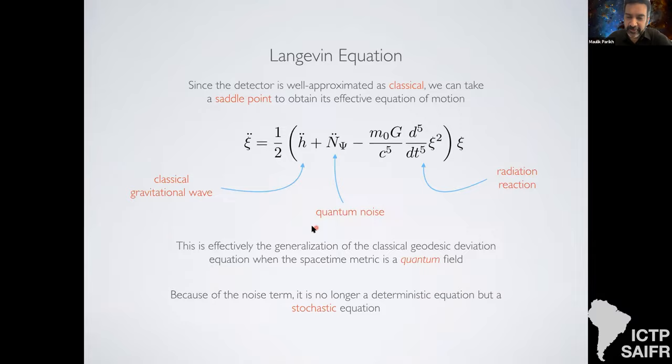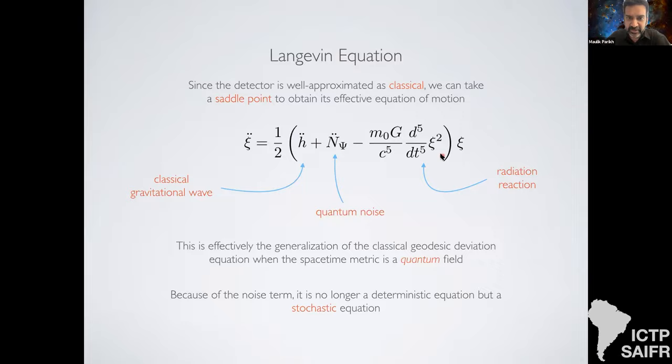What we get is that Hill equation that we had earlier, which showed you how the length of the arm was affected by the wave. That now changes into this equation. Again, on the right we have three pieces. The first piece is our original classical gravitational wave. Remember, we had psi double dot equals 1/2 h double dot psi, and we still have that here. But now we have two additional pieces.